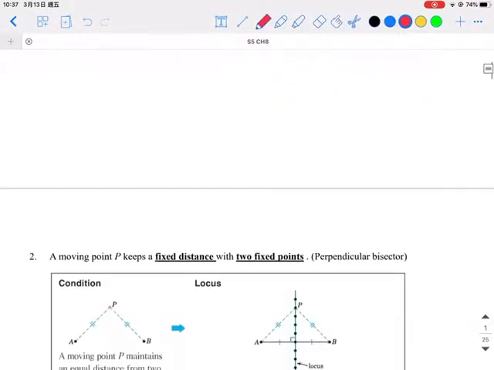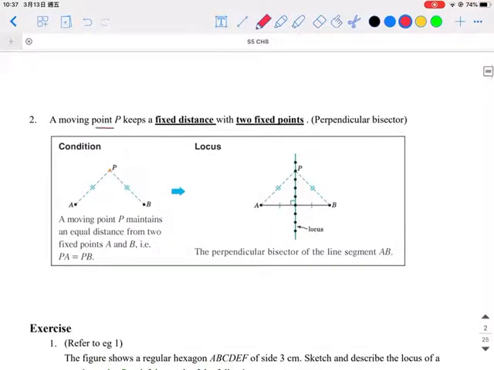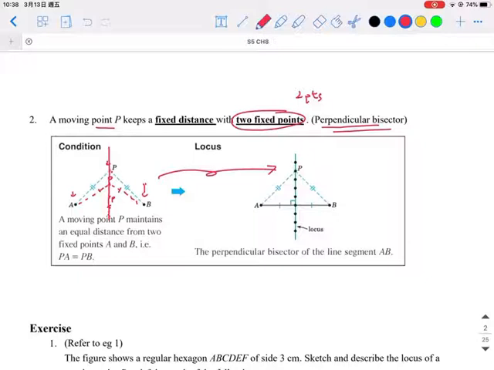Now, the second one is if P keeps distance from 2 points, then it becomes a perpendicular bisector. For example, P is here, such that AP is equal to PB, and I can draw P here. It also keeps a fixed distance, and P also here, and so on. So the locus of P is a perpendicular bisector of A and B.